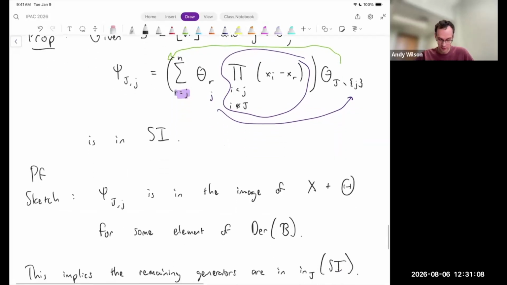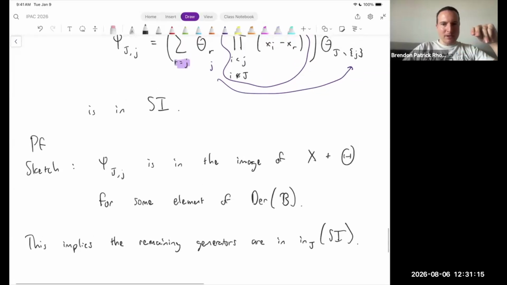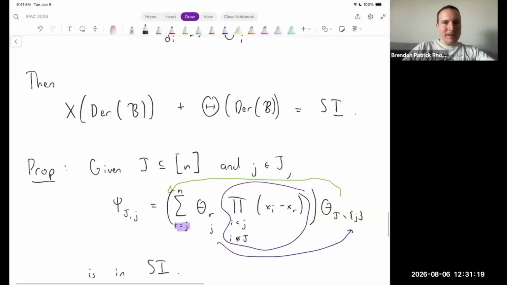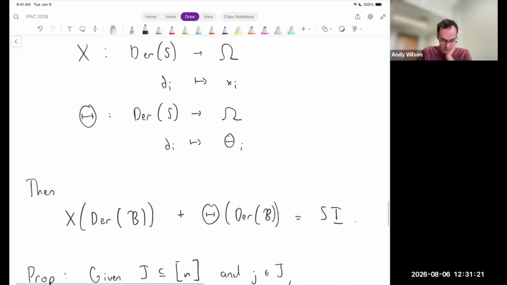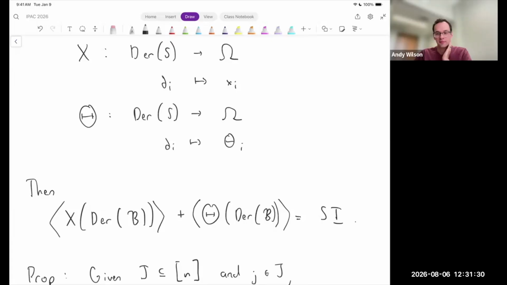Any other comments or questions? Just one little thing. When you say SI is the image of X plus theta, SI is the ideal generated by the image. Oh, thank you, that's right. Let's say that, because technically you're only living in fermionic degree at most one. Maybe because you're hitting every generator of SI. That's right. Yeah, something like that is better. Thanks.